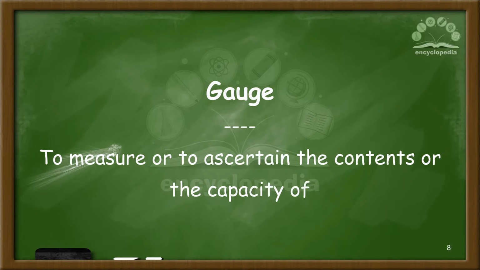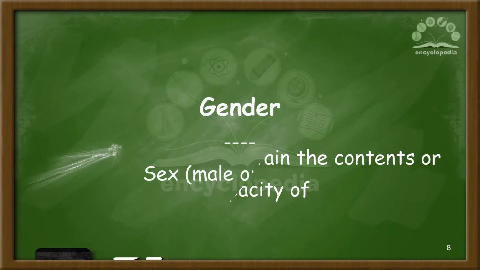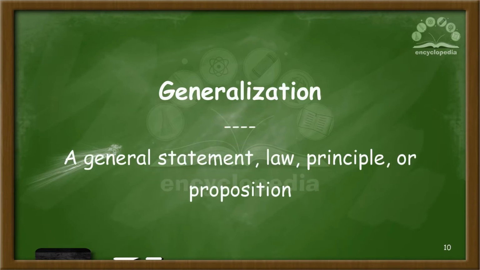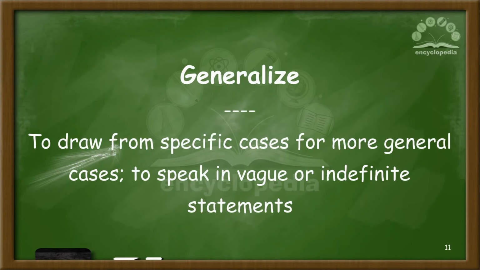Gauge. Gauge means to measure or to ascertain the contents or the capacity of. Gender. Gender means sex, male or female. Generalization. Generalization means a general statement, law, principle, or proposition. Generalize. Generalize means to draw from specific cases for more general cases, to speak in vague or indefinite statements.